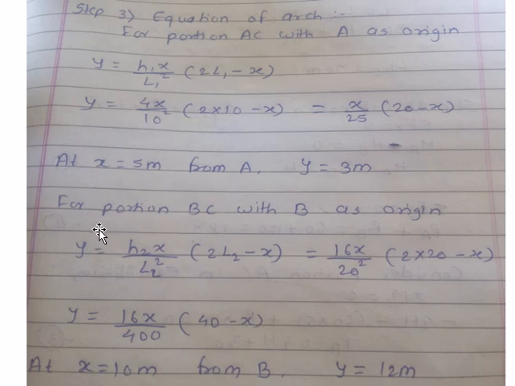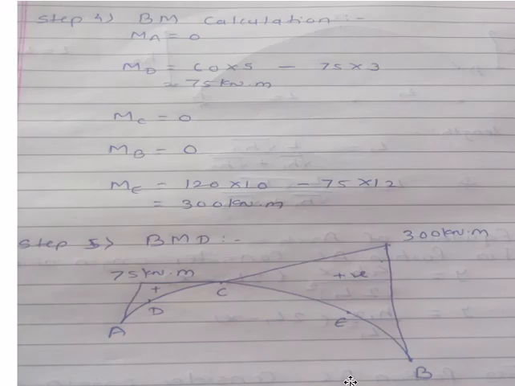Then next for the portion BC, by considering the origin at B, you will get the equation y is equal to h2x upon L2 square in bracket (2L2 minus x). So put the value in this equation, you will get y is equal to 12 meter. So these two things, yD and yE, are required for the calculation of bending moment. So next step is the calculation of bending moment.